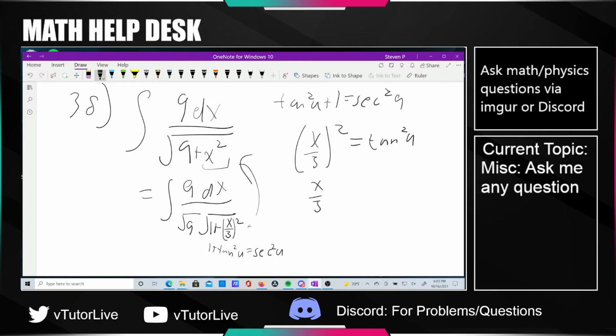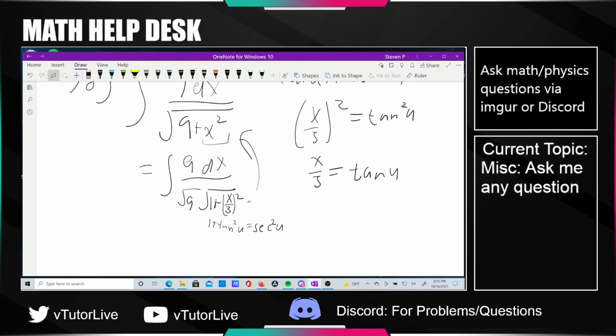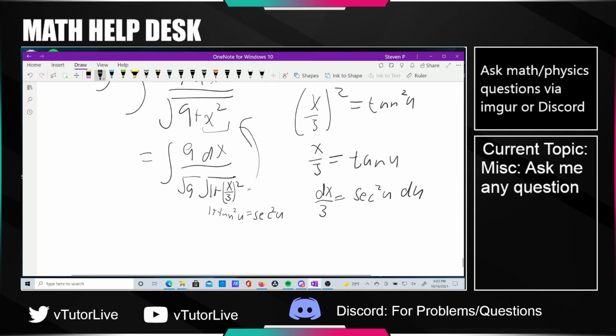So x over 3 is equal to just, was it tangent of u? Did I do this right? Yeah, I think it's fine. x over 3 is equal to tangent of u. So then dx over 3 is equal to secant squared of u du. Right?